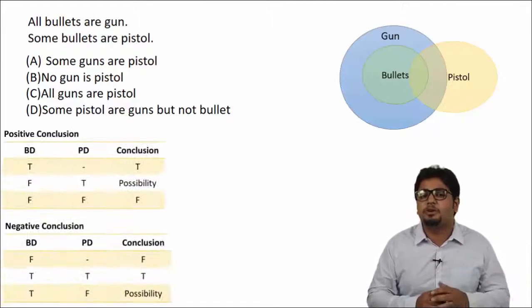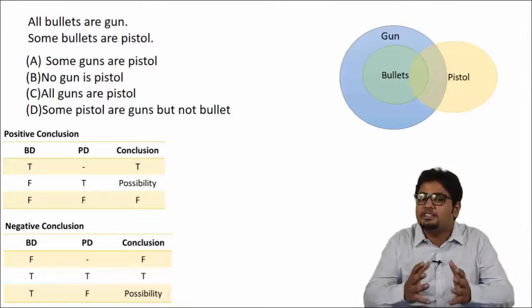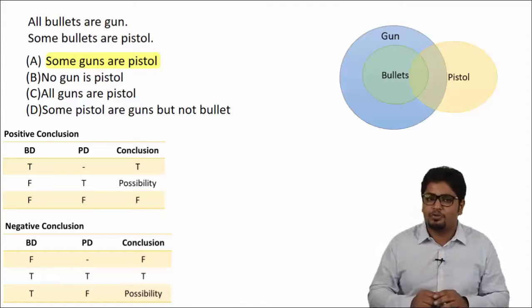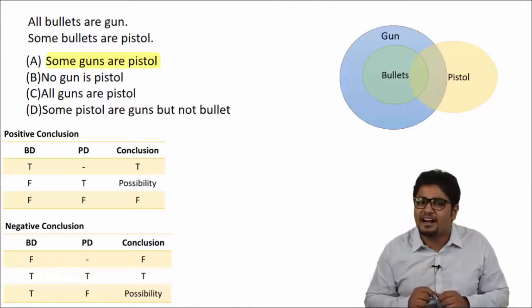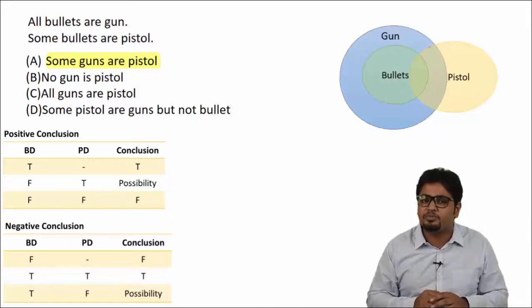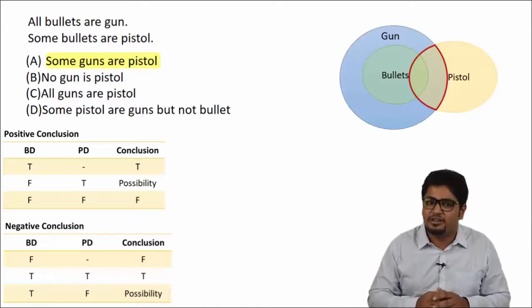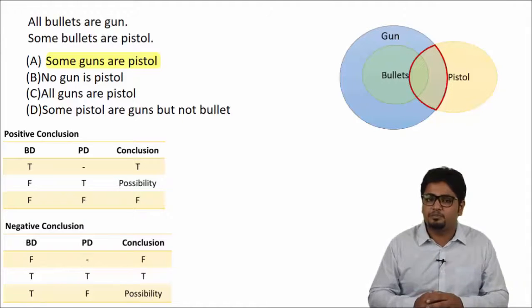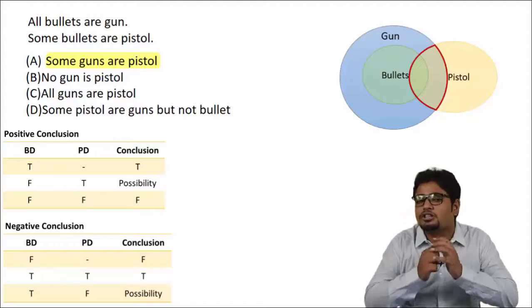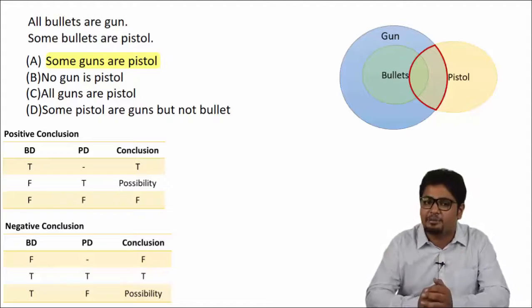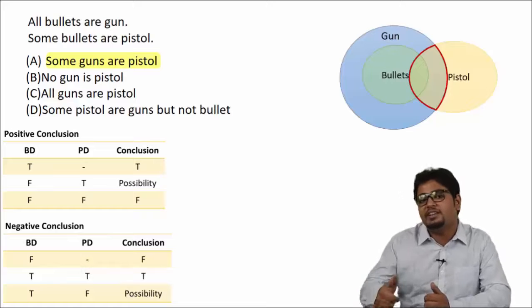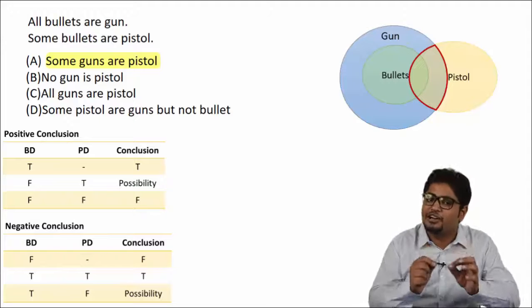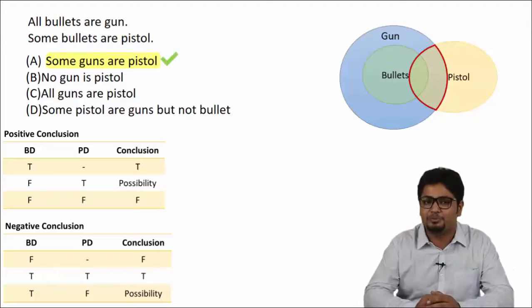These are our tables from the previous video. The first conclusion states that some guns are there which are pistols also. From the basic diagram, we can see that this statement has to be true. Look at this highlighted region. Here, some guns are pistols. Now, look in the table. Some guns are pistols is a positive statement. And for a positive statement, when the basic diagram is true, then that particular conclusion has to be definitely true. So, conclusion A is definitely true.